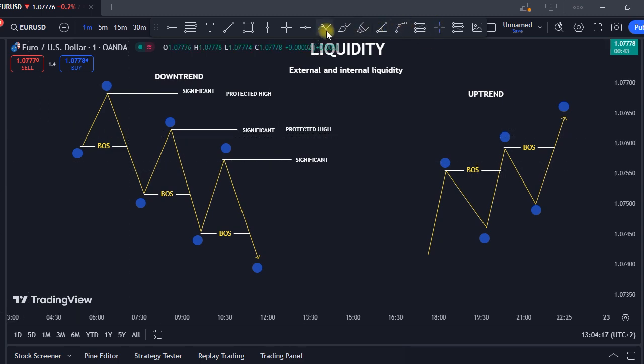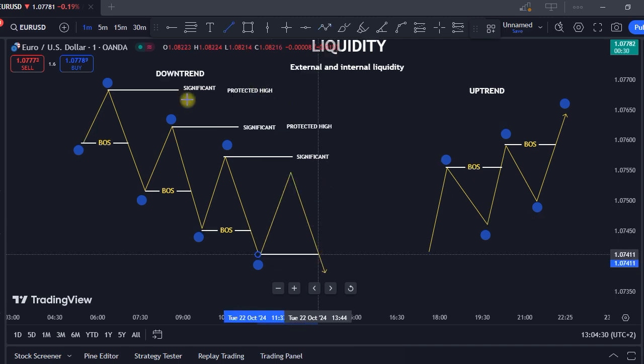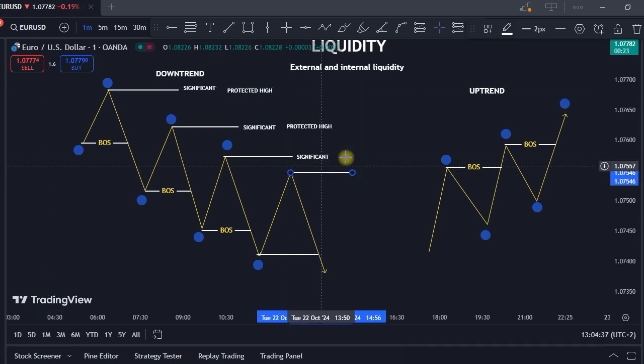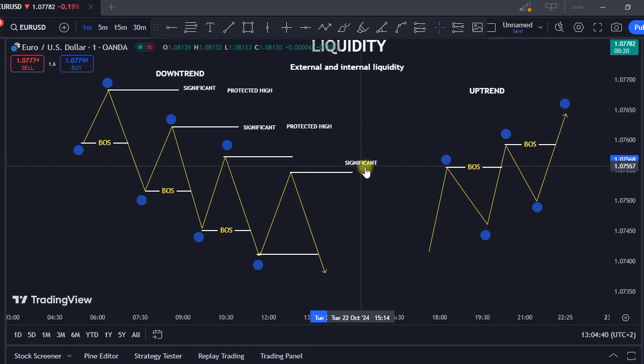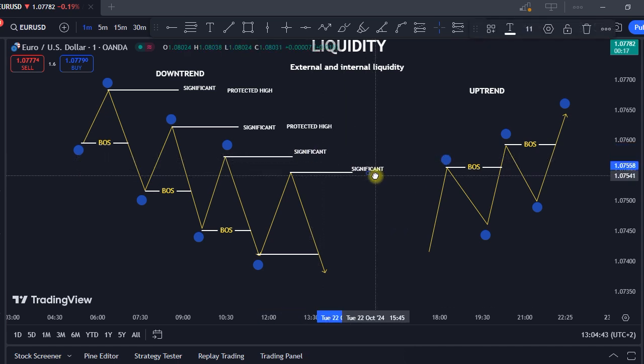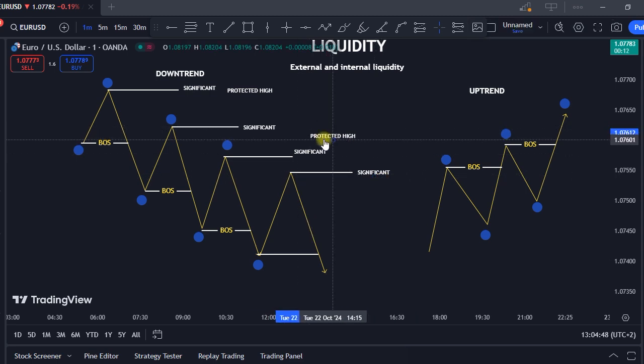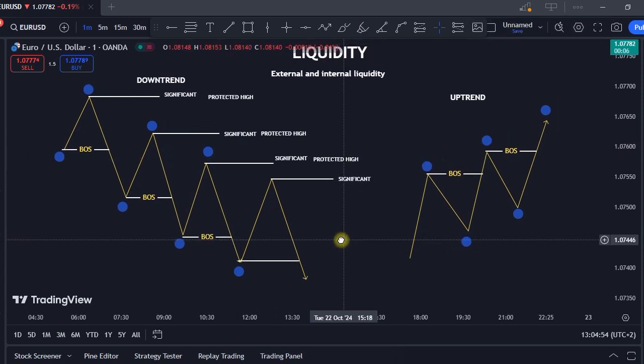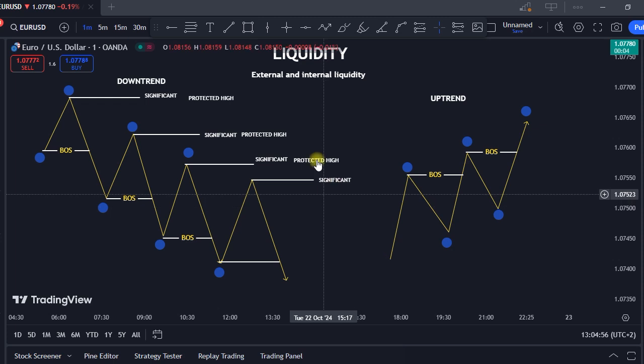We expect the market to push to the upside a bit and then break structure, and when the market breaks structure over here, we are going to label this as our breakout of structure. And once we label that as our breakout of structure, this is going to be our significant high, and this however now becomes our protected high. So I hope you guys can get it now. That becomes our protected high.